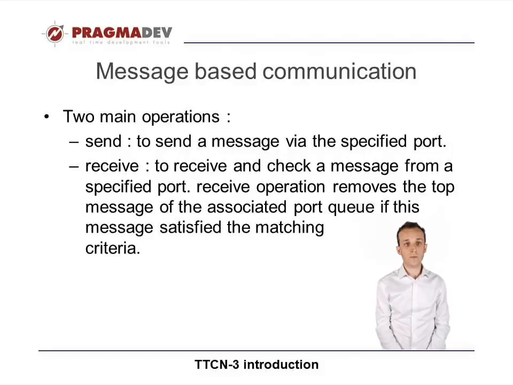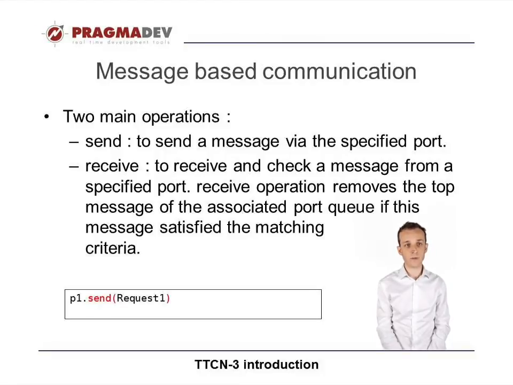Message-based communication has two main operations. The send allows to send a message via a specified port. The receive operation waits for the reception of a message and checks the type and the value of this message. It is a blocking operation, meaning the test will stop until a message has been received. The receive operation removes the top message from the port queue only if it satisfies the matching criteria. If not, the test case will fail. Here is a send of message request 1 through the port P1. The second action waits for the reception of the message answer 1 and checks the value of its parameters.